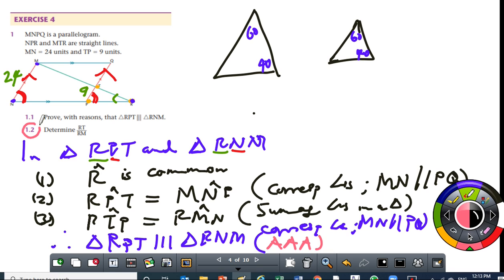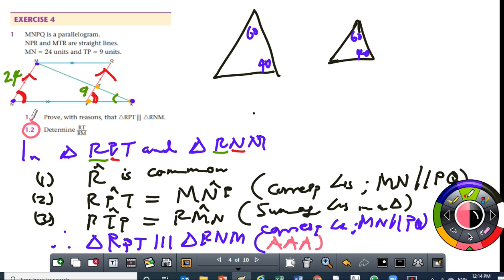Okay, I have proved that the two triangles are similar, therefore I can move on to number 2. So I need to determine the ratio of RT over RM. That is RT over RM. Okay? Now, if you look at it, I'm given the ratio of the length of MN and TP. So I'm going to write my 3 ratios based on corresponding sides.